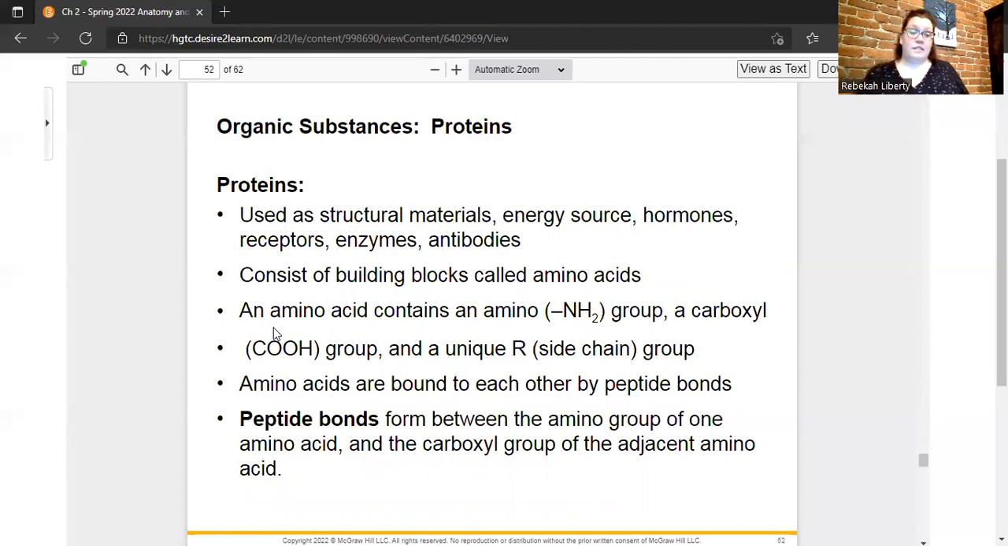Right, and then we get to proteins. Hopefully we've all heard of protein, but these are mainly structural materials. Again, we can use them as energy sources, but structural material, hormone receptors, a lot of variety of function in the body for how these guys are supposed to work.